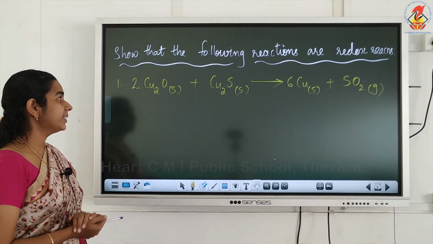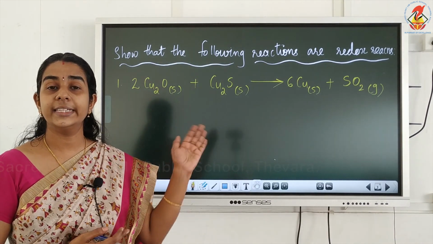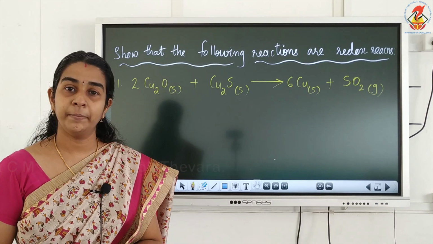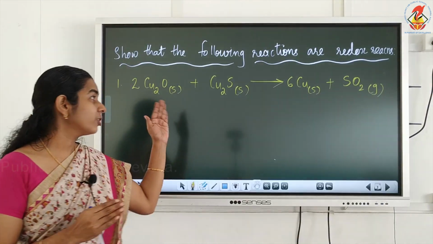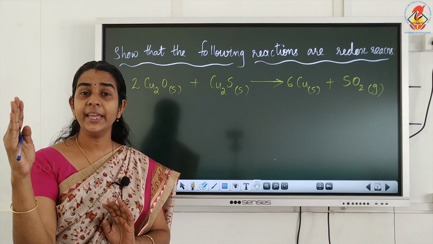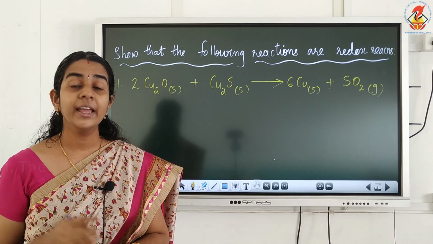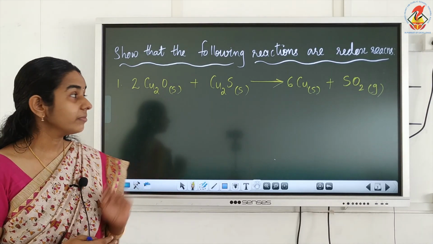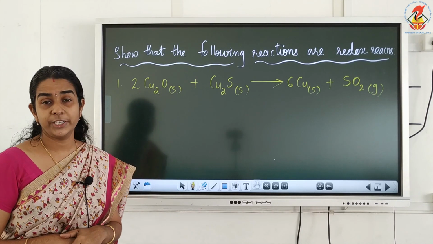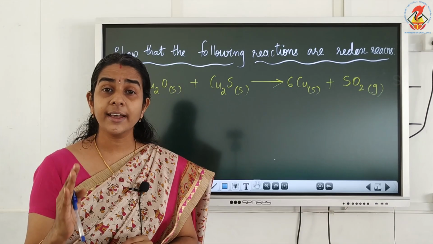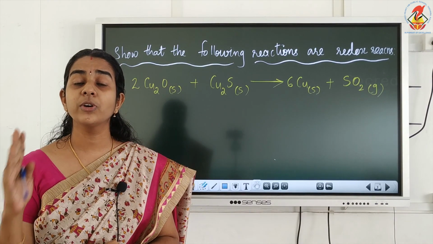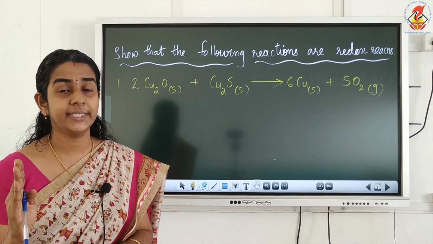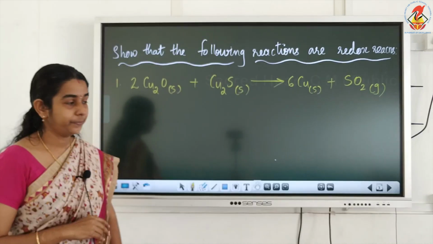So see, the first question, we have to show that these are redox reactions based on oxidation number. Remember once again, oxidation means there will be an increase in oxidation number, and reduction means there will be a decrease in oxidation number. Now, when we get such an equation, the first thing is to assign the oxidation number or oxidation state of each atom or each element present in the given equation.